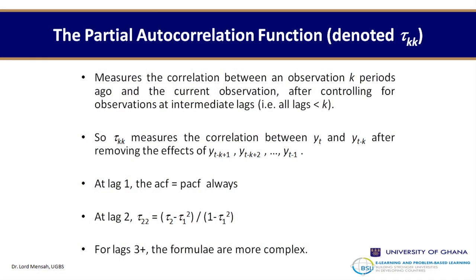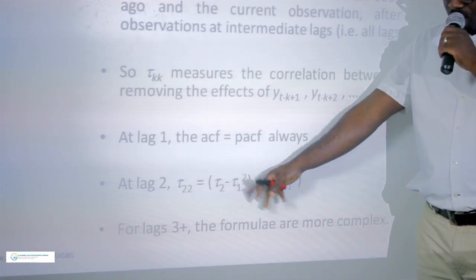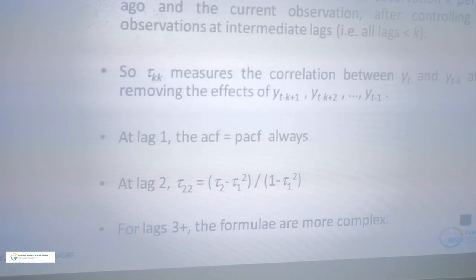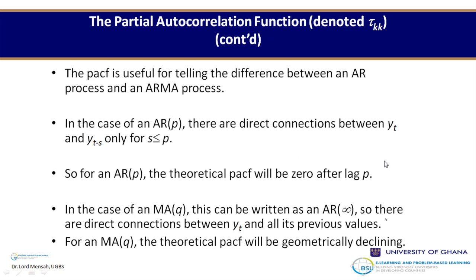So at lag 1, the ACF equals to what? That is, the autocorrelation function is equivalent to the partial autocorrelation function at lag 1. So if you are dealing with only one lag, you have no choice than it's the same as the autocorrelation function. Then at lag 2, this is the relationship. But then if you increase it to lag 3, it becomes a bit more complex. Okay. So you can see partial autocorrelation at lag 2 is equivalent to the autocorrelation at lag 2 minus autocorrelation at lag 1, all divided by 1 minus autocorrelation at lag 1 squared. Okay. But then it's quite complex when you go to the third case.